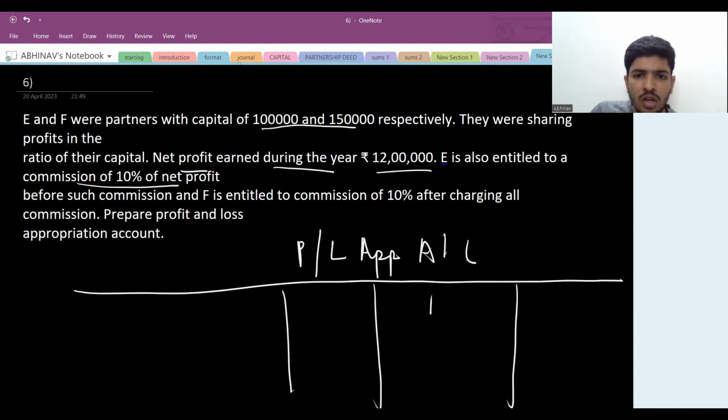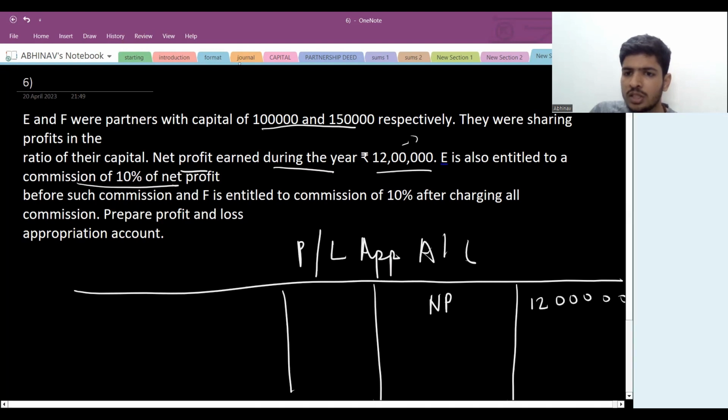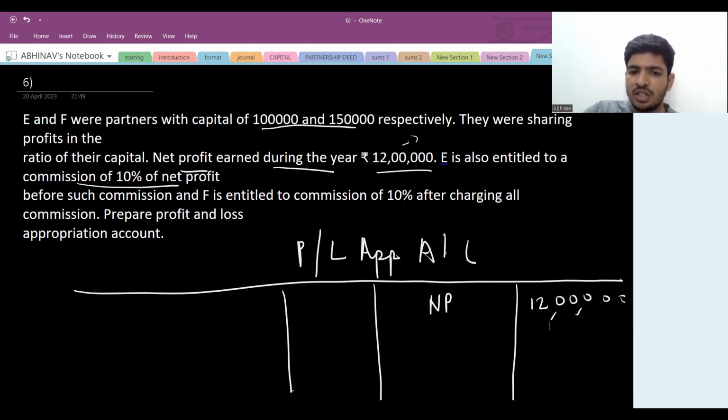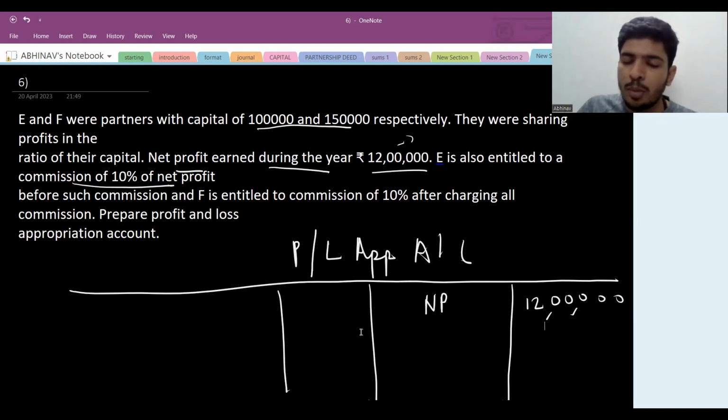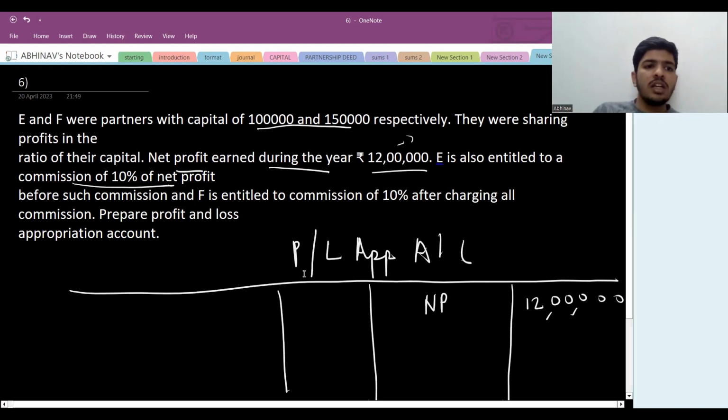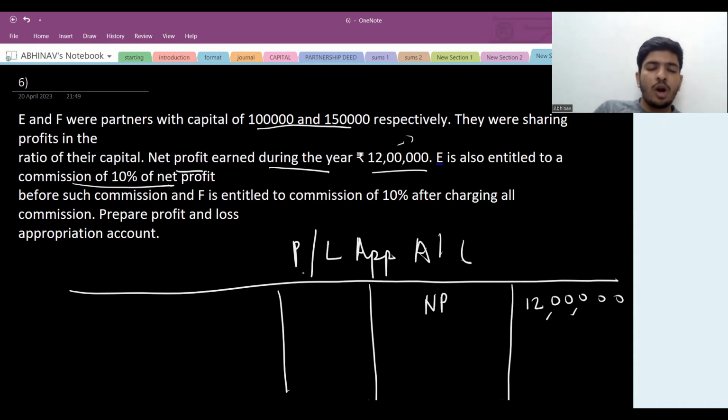How much is the net profit? Net profit earned during the year is 12 lakhs. You always assume it's net profit before charging any commission. It's fresh out of the P&L account. So no entry, that is commission to partner, will come in the profit and loss appropriation account. That would not have been subtracted from this net profit. Now, here they're telling they were sharing profits in the ratio of their capital. So what does it mean? That means here E has a capital of 1 lakh and F has a capital of 1,50,000. So if you take it as a ratio, it is 2:3. So this is the capital ratio.